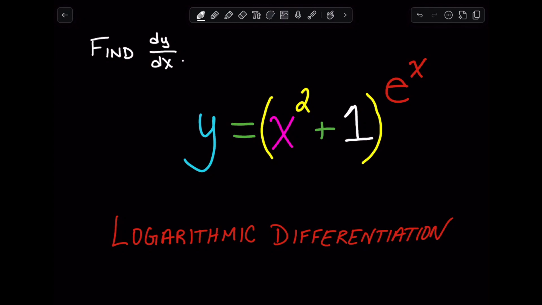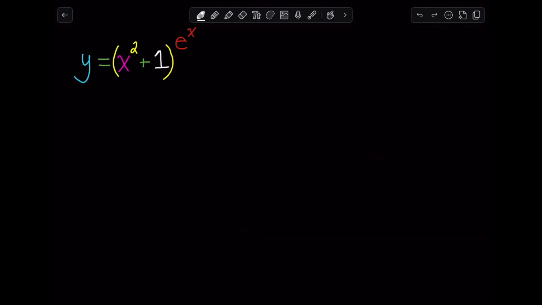Hey guys, today we're going to talk about logarithmic differentiation. We use this method when we need to simplify a complex exponent given in the problem statement. For example, x squared plus 1 to the power of e to the x.